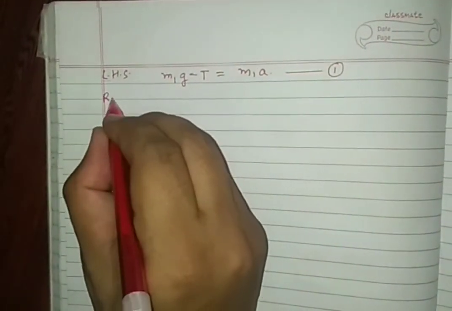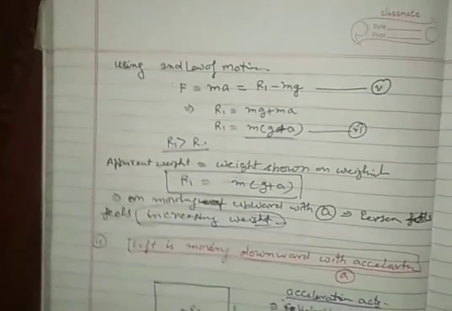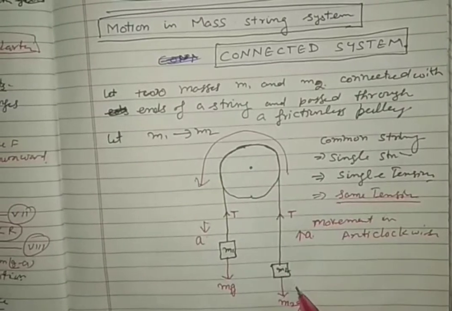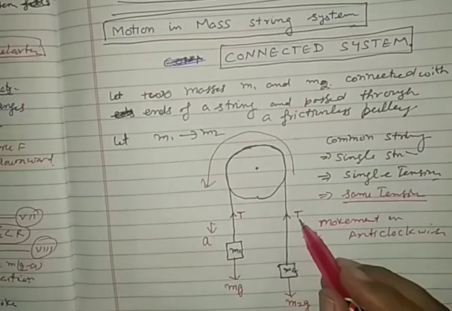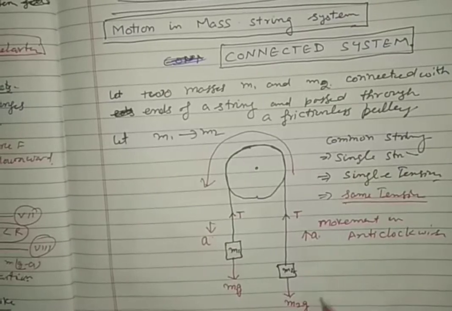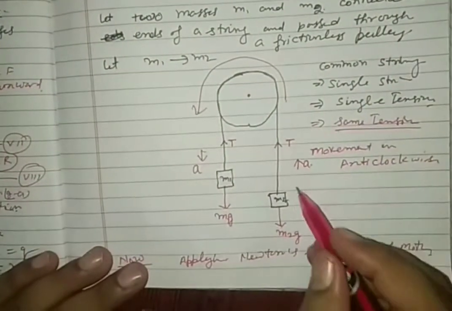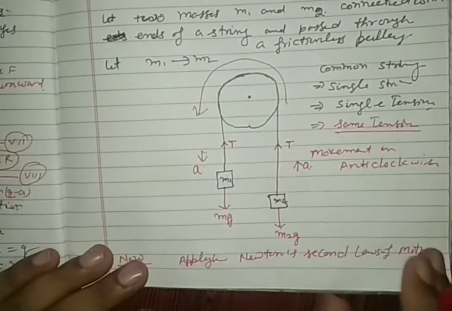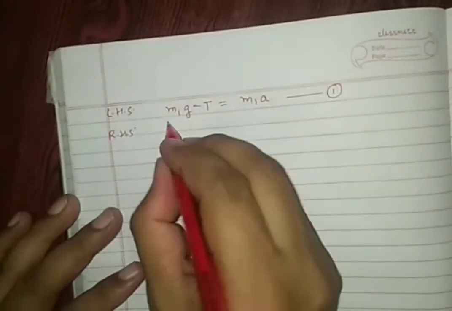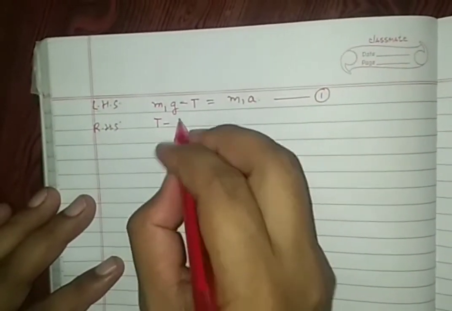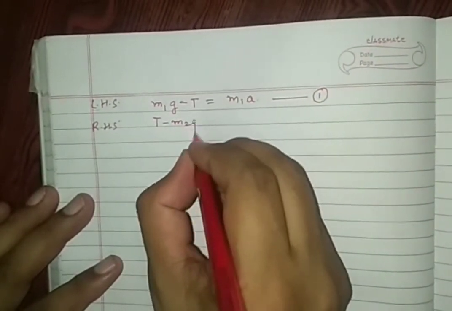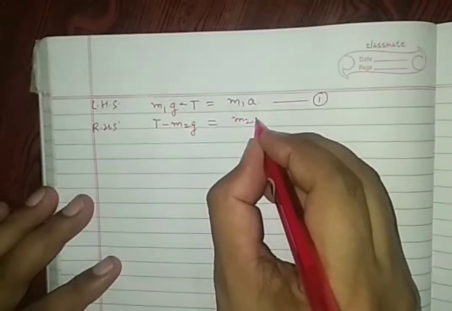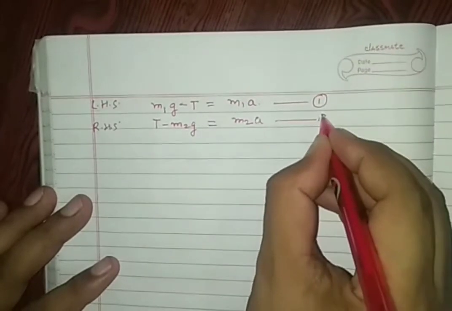Now see the right hand side in the diagram. This is the right side. It moves upward, so tension is greater than M2G. That is why a resultant force acts on that side. So T minus M2G is equal to the resultant force M2A. This is equation number 2.